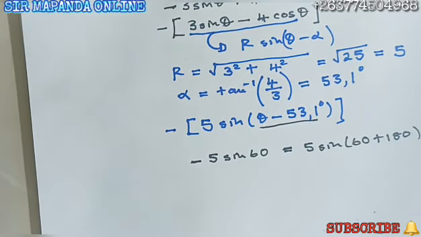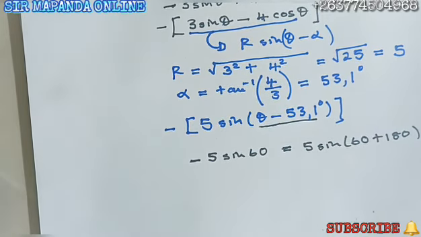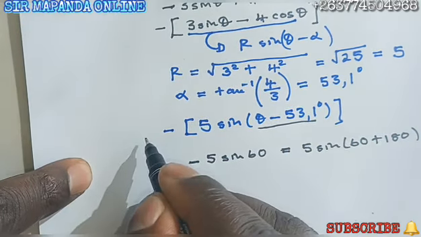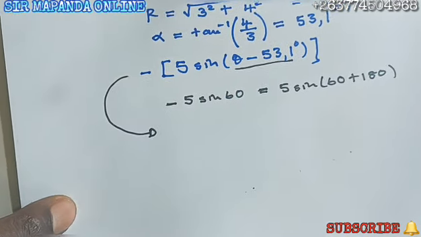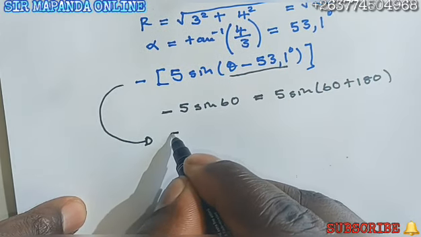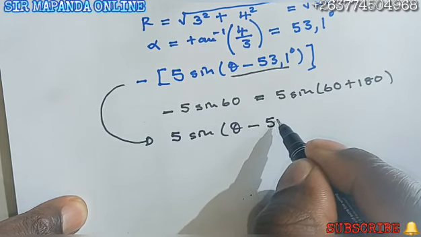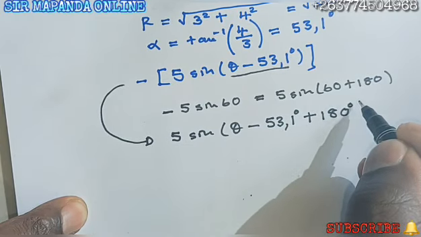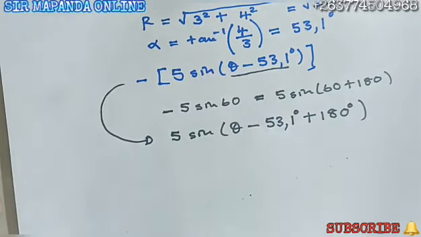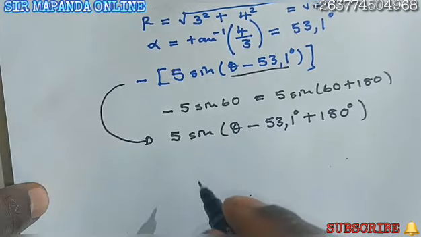If you have a calculator with you, you can punch and test it. -5 sine 60 is equivalent to 5 sine of 60 plus 180. So for me to write the final answer where r is greater than 0 as per the requirement of the question, I'm going to write 5 sine, open bracket, theta minus 53.1 degrees, but add this with 180 degrees for the negative sign to disappear. You add the angle in front of sine with 180. I hope you are following.